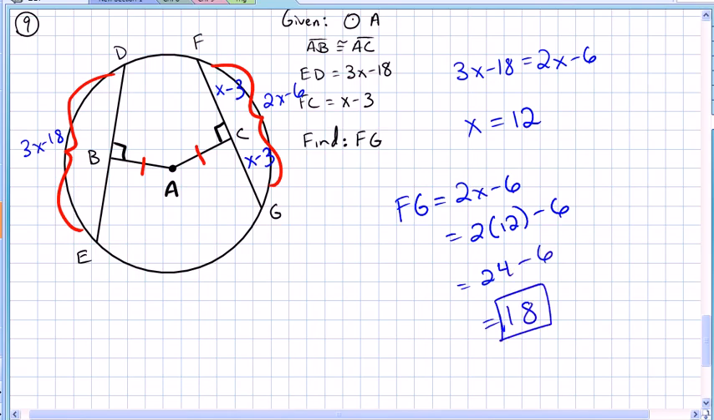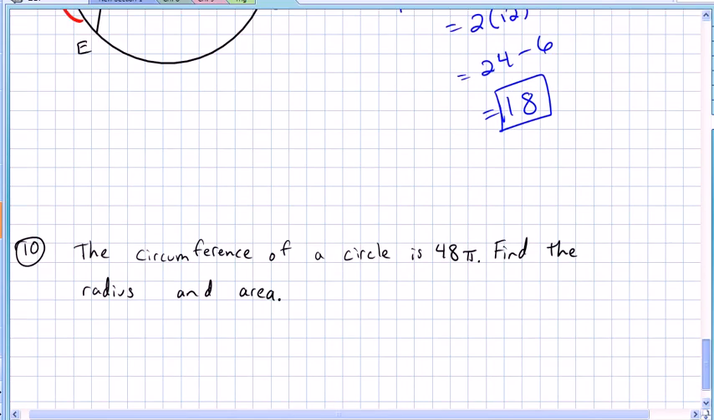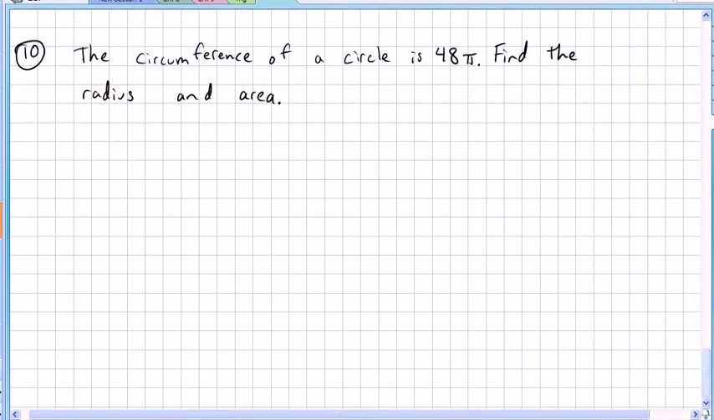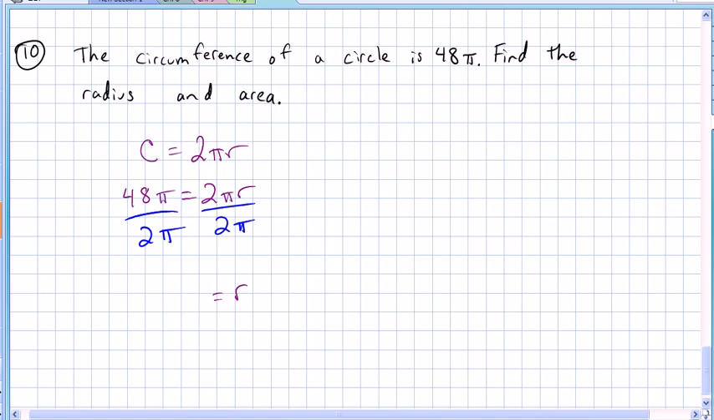And last one, number 10. Tells us the circumference of the circle is 48 pi. The formula for circumference is 2 pi r. So here we have 48 pi equals 2 pi r. We just need to divide both sides by 2 pi. We should get r equals 24. Remember, if we have pi over pi, those will just cancel out.